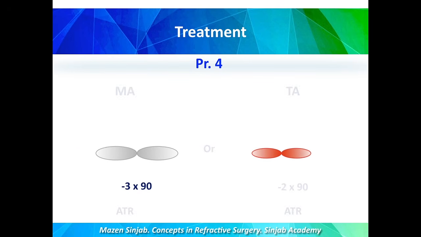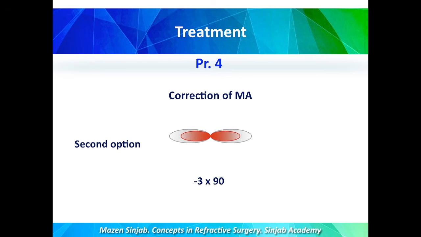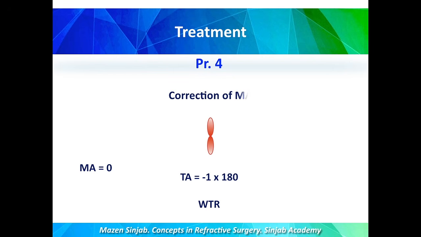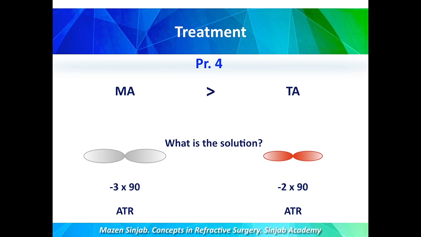Or the other option is to treat the manifest astigmatism, and in this way we are going to convert the topographical astigmatism from against the rule into with the rule. As in this example, the post-operative manifest refraction will be 0, while the topographic astigmatism will be -1 at 180. So what is the solution? We can divide this case into two categories.